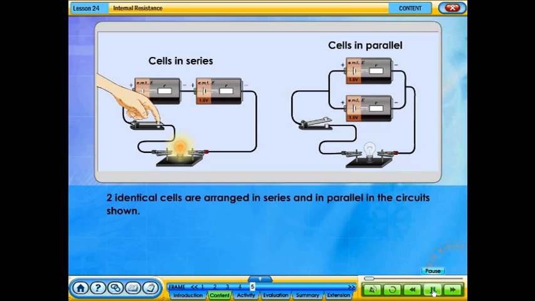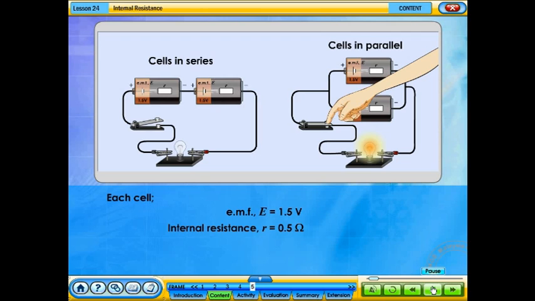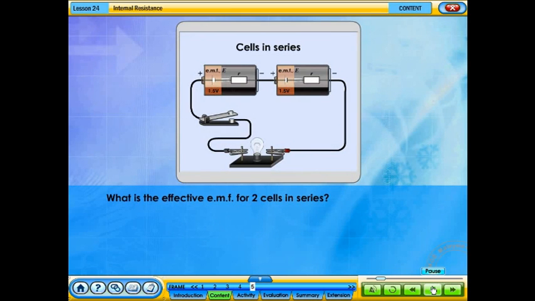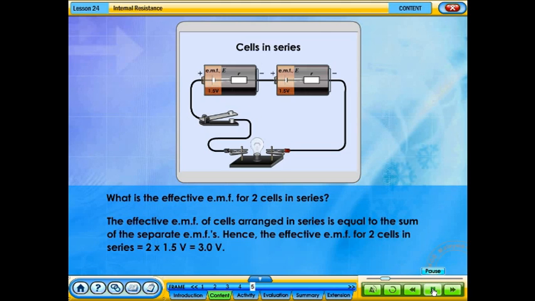Two identical cells are arranged in series and in parallel in the circuits shown. Each cell has an EMF of 1.5 volts and an internal resistance of 0.5 ohms. What is the effective EMF for two cells in series? The effective EMF of cells arranged in series is equal to the sum of the separate EMFs. Hence, the effective EMF for two cells in series equals 2 times 1.5 volts equals 3.0 volts.